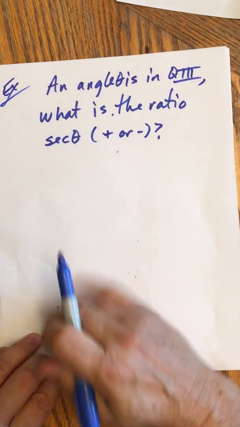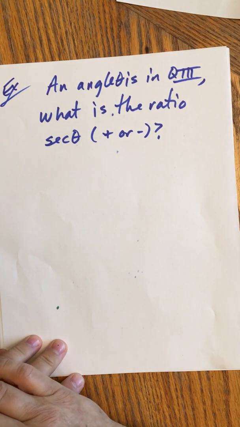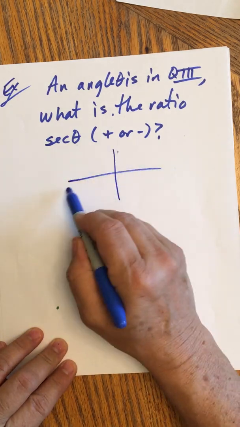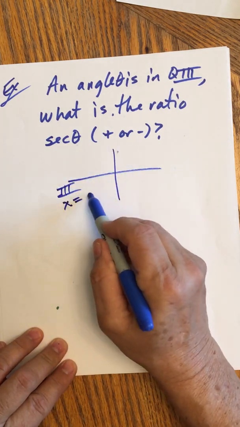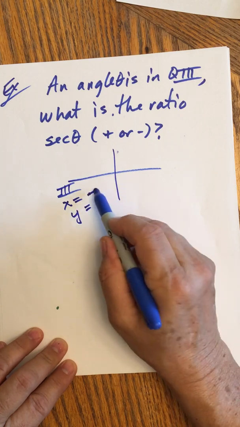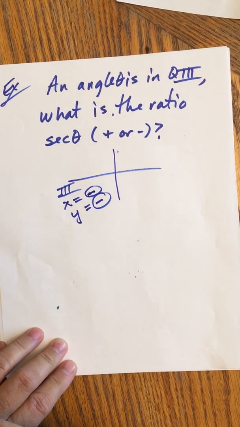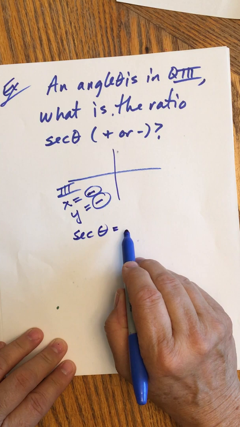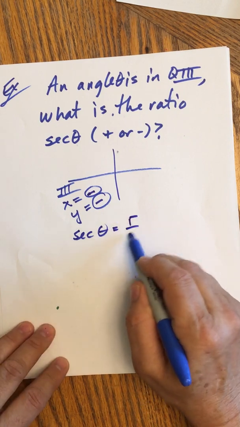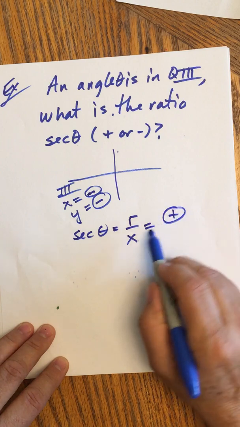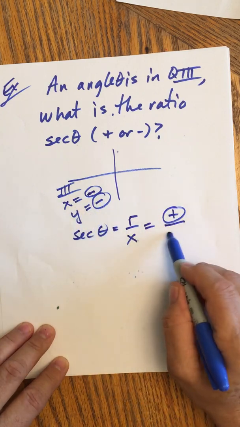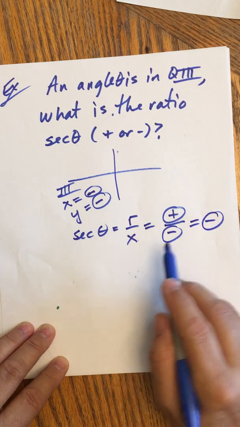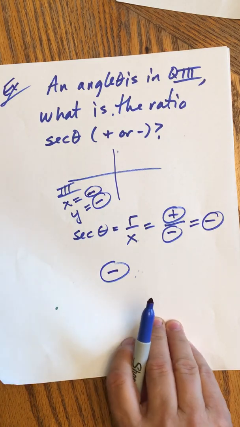Let's look at another example. Suppose I know an angle is in quadrant 3. What is the ratio secant of that angle? Is it going to end up being positive or negative? So I'm in quadrant 3 here, where x is negative and y is also negative, right? All right, now I go to the definition of secant. Secant of an angle is, pause, but don't think too long, r over x. Remember, r is always positive, and then here in quadrant 3, x is negative. So a positive number divided by a negative number is negative. So your answer is negative.